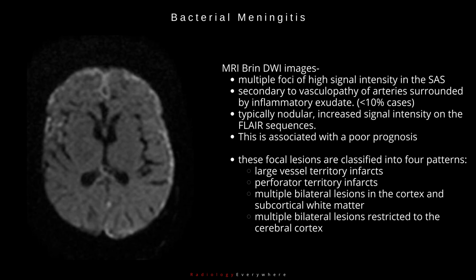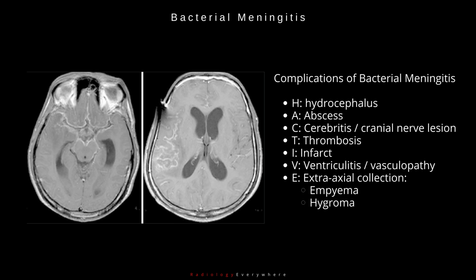DWI images show multiple foci of high signal intensity in the subarachnoid spaces, which are secondary to vasculopathy of arteries surrounded by inflammatory exudate. These are typically nodular and are associated with increased signal intensity on the FLAIR sequences. This is associated with a poor prognosis. These focal lesions are classified into four patterns: large vessel territory infarcts, perforated territory infarcts, multiple bilateral lesions in the cortex and subcortical white matter, and multiple bilateral lesions restricted to the cerebral cortex.